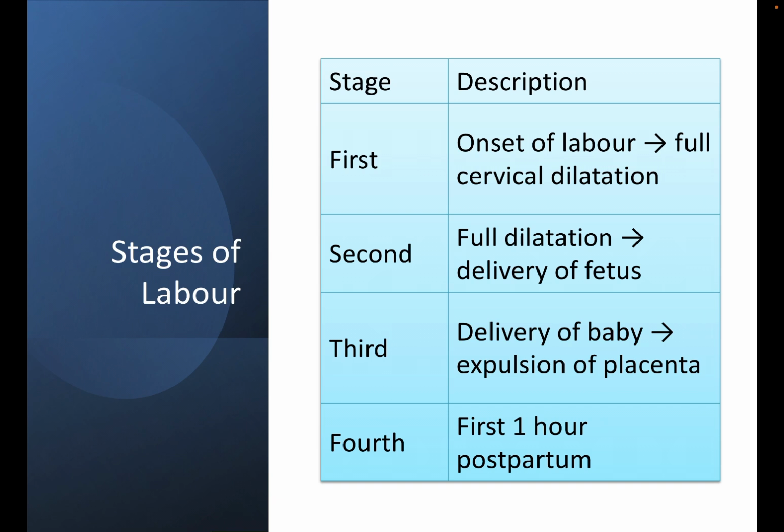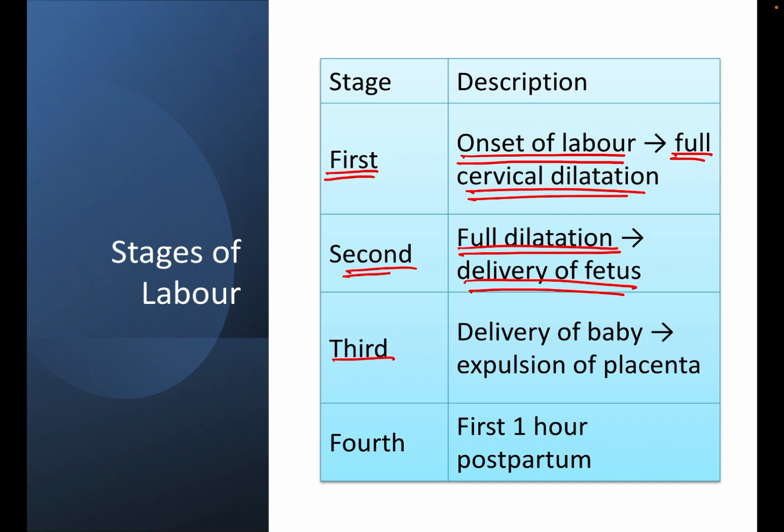So there are four stages of labor. The first stage includes onset of true labor pains to the full dilatation of the cervix, followed by the second stage, which starts with the full dilatation of the cervix to the delivery of the fetus. In the third stage, there will be delivery of the baby to expulsion of the placenta. In the fourth stage, the first hour of the postpartum is considered as the fourth stage of labor.